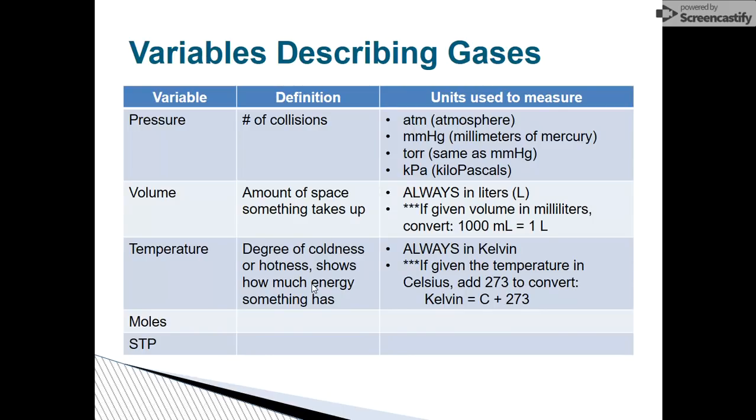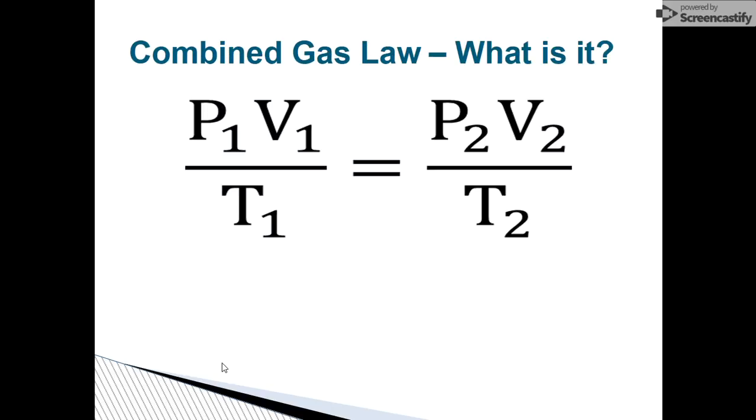The temperature is how much energy something has. Cold temperature, low energy; high temperature, high energy. We're always going to measure this in Kelvin. So instead of using Celsius, what you should do is take Celsius and add 273, and that's how you'll get Kelvin. Your chart also has areas for moles and STP. I want you to skip that right now. Don't mark it out. We're just not going to do it right now. Okay.